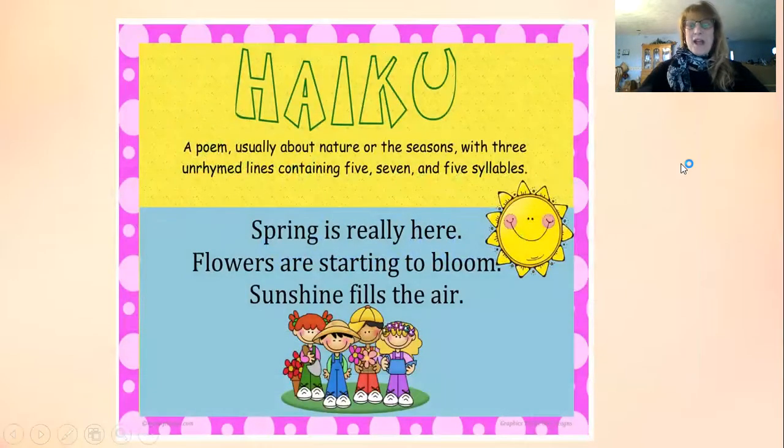Okay, so it's almost your turn to write a haiku. Haikus are usually about nature or seasons. 3 unrhymed lines containing 5, 7, and then 5 syllables. Clap this out while I read it.